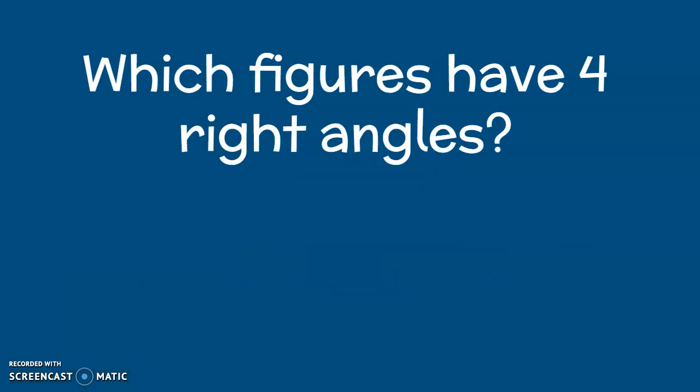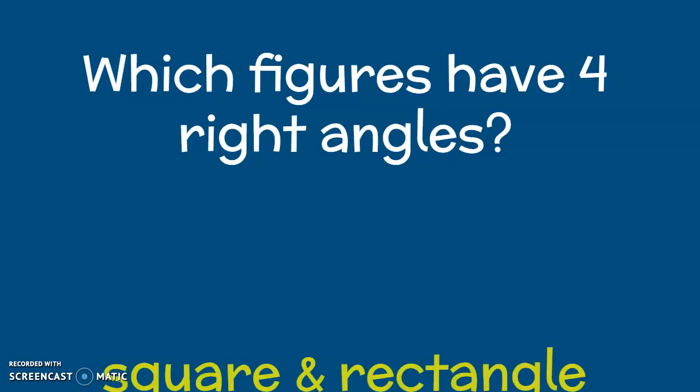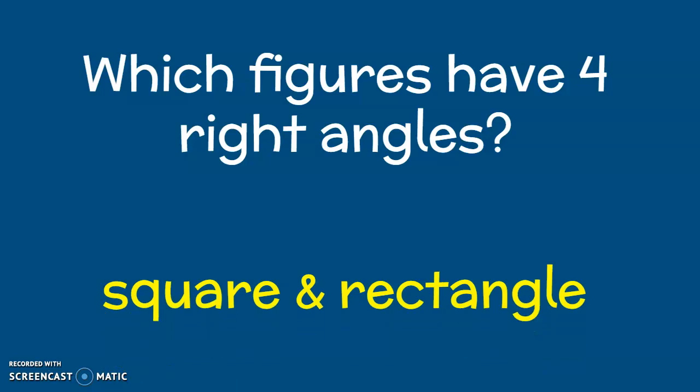Okay, let's try some questions on your own. If you have a piece of paper or a whiteboard and you want to jot these down, even if you have a Post-it, we're going to just do a couple of these questions. So you can pause the video and think about this. Which figures have four right angles? Take a second. Okay, hopefully you said the square and the rectangle, because both of those figures have four right angles.